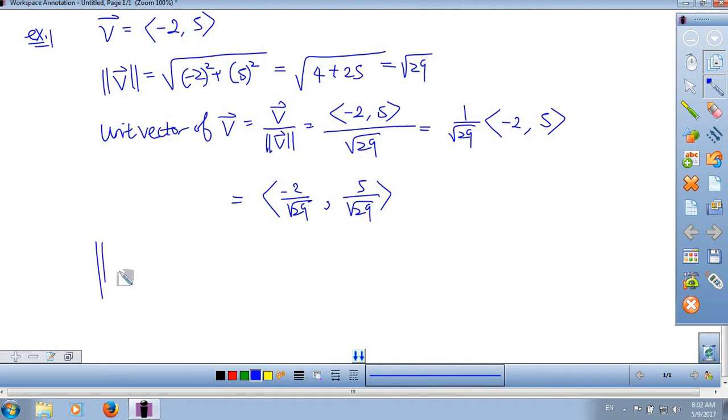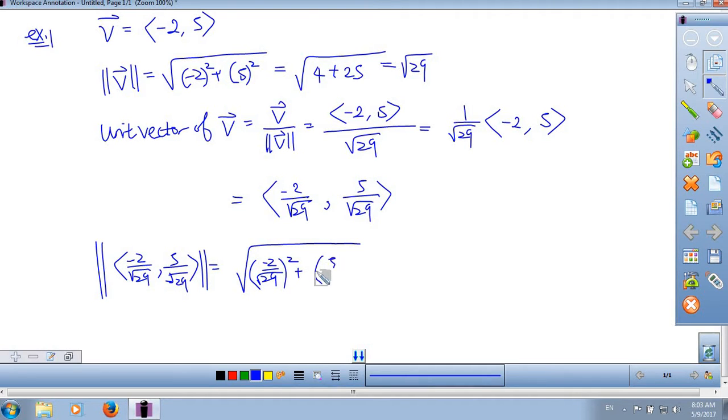So the magnitude of this vector, -2 over square root 29 and then 5 over square root 29, is equal to, well, if we go ahead and do the magnitude, we have to do the square root, right? So we do -2 over square root 29 squared, x component squared, plus the y component squared. Okay, let's see what happens. I'm just going to show you the magnitude. Should be equal to 1.